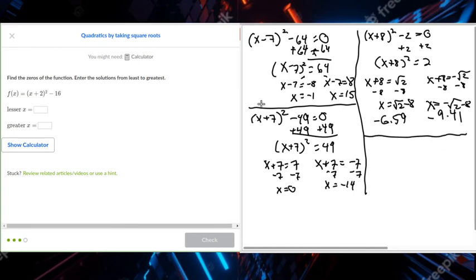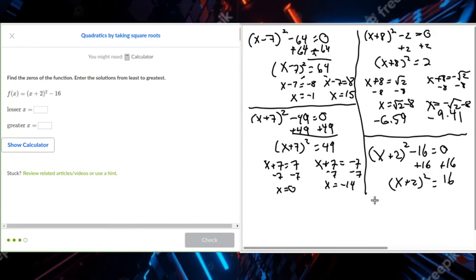Let's do our fourth one here. Find the zeros of this function. So this is our function, f of x is equal to x plus 2 squared minus 16, and we want to find out where that is 0. So x plus 2 squared minus 16 is equal to 0. So I'm going to add 16 to both sides, and I'm going to end up with x plus 2 quantity squared is equal to 16.